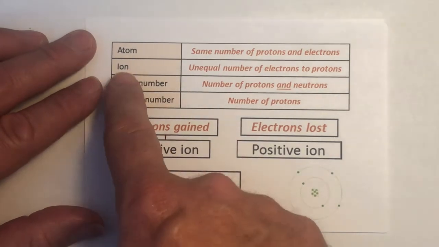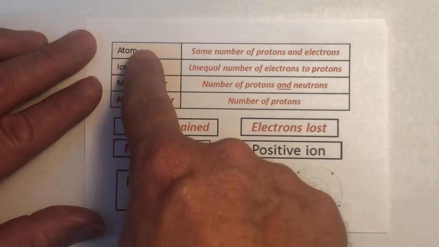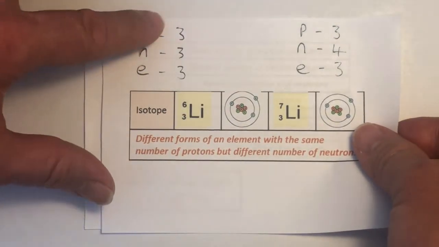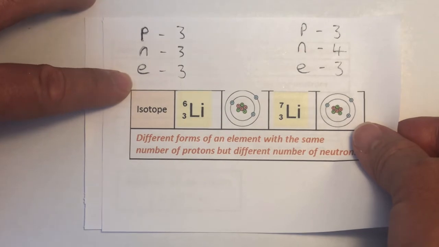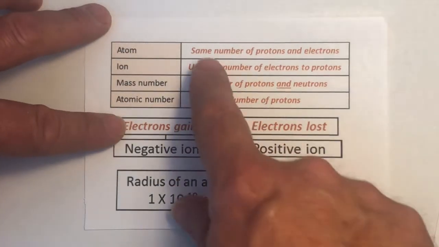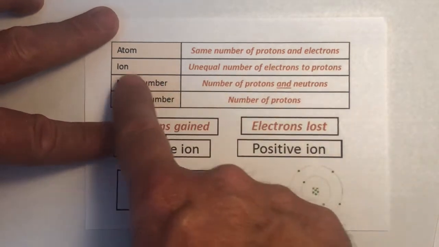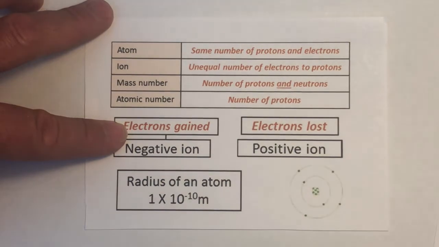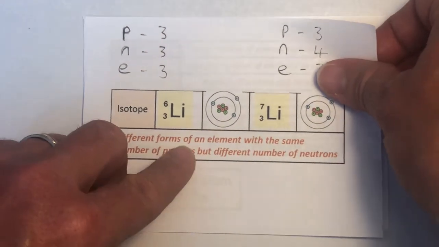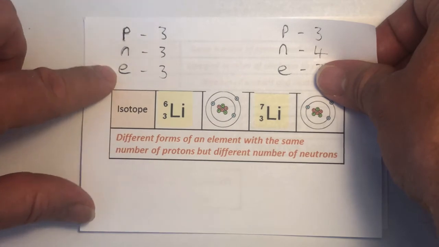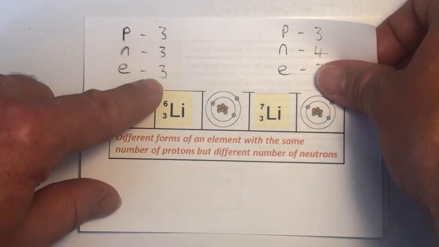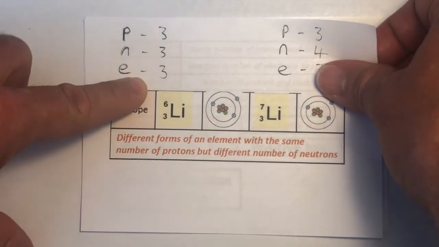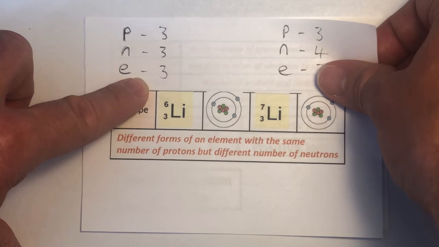Now, the question is also asking about an atom and an ion. An atom is this, where it has the same number of protons and the same number of electrons. It's like a neutral atom. An ion is where there is an unequal number of electrons to protons. So what could happen on lithium is it's got 3 electrons, 3 protons, but it could gain an electron or it could lose an electron. If it gains or loses an electron, it has a charge change.